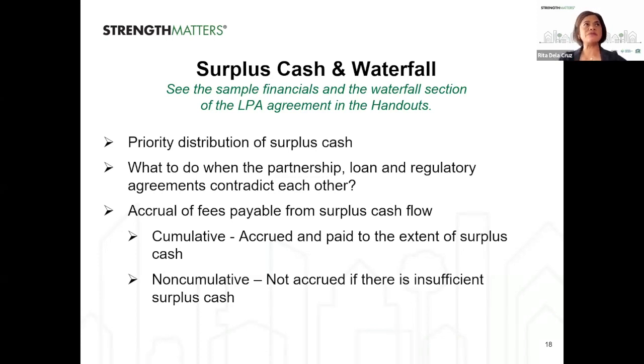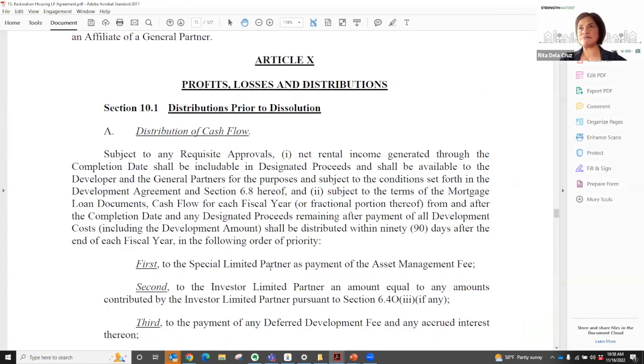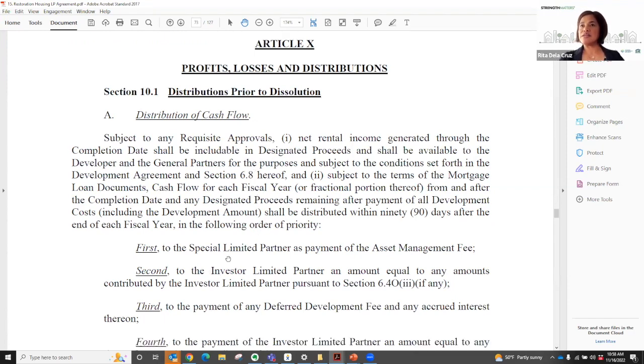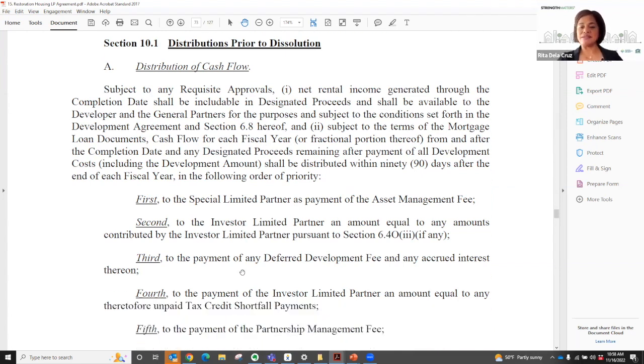But just to show you what we have in our sample deal, Restoration Housing LP, I have handout number 15 open to section 10.1, which is the priority distribution of cash flow. We've seen it, I think last module, where Gail went through each line item in the waterfall for Restoration Housing, when we were talking about related party fees last week. So we don't necessarily have to go back and read through all of this. Just know that there are fees that are cumulative or non-cumulative.